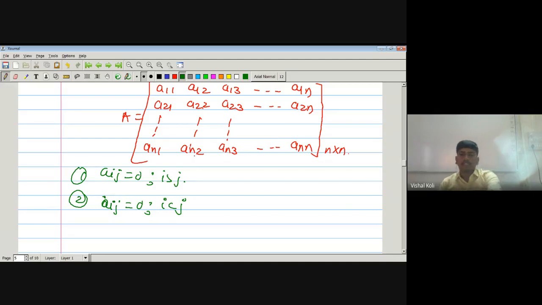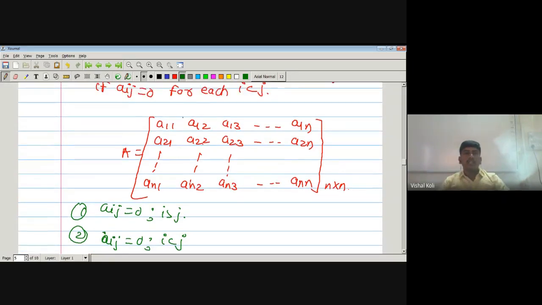For upper triangular, let us see. i is greater than j. Here i is 1, j is again 1, so i is nothing but j. Here a12, this element, i is 1, j is 2, and 2 is greater than 1, therefore here i is less than j. For a13, i is 1, 3 will be j, therefore here also i is less than j. These are the diagonal elements. First, see the diagonal elements. This will be the diagonal elements.